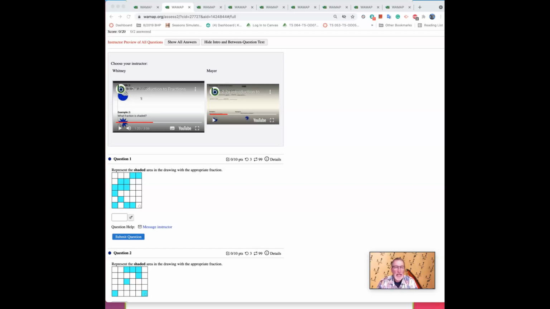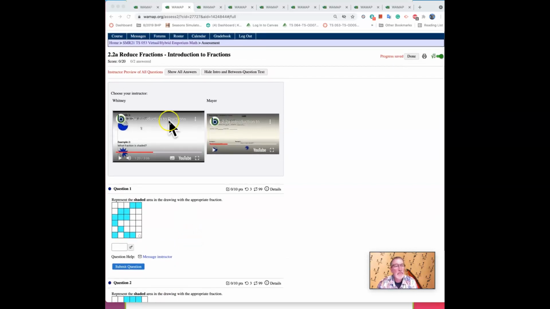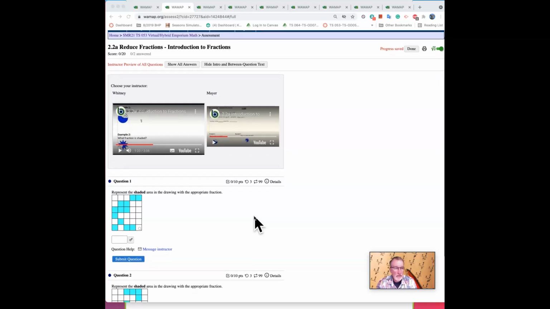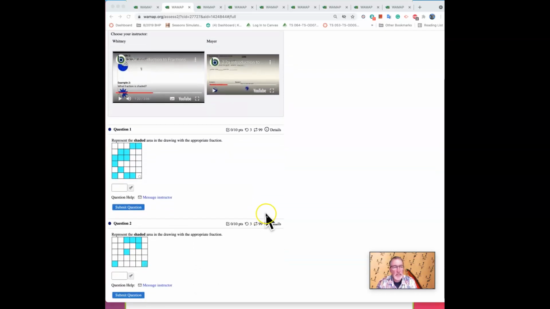Hello, everybody. Today we're going to look at lesson 2.2a at WAMAP, which is Reducing Fractions, Introduction to Fractions. So we're going to start learning about fractions today. And the first lesson is using visual representations of fractions and telling what fraction this would be.